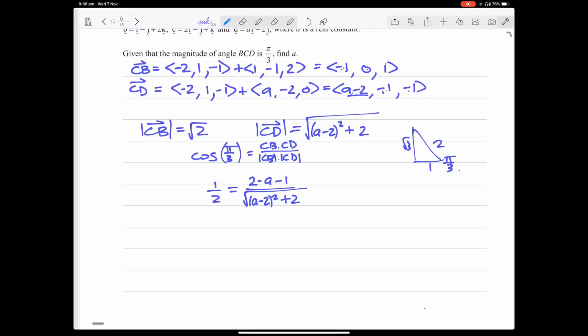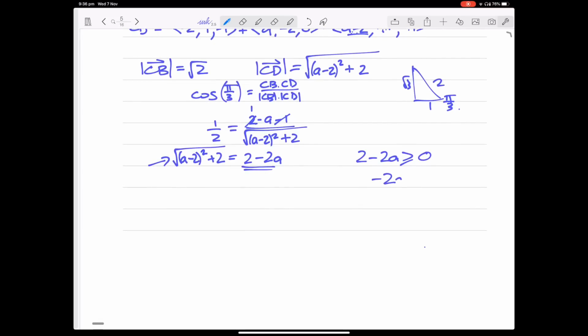Now let's cross multiply these. So a minus 2 squared plus 2 is equal to 2 minus 1, of course, is just 1. When we multiply that across, we're going to get 2 minus 2a. Now remember, this isn't complex, and I've got a square root. So if I've got a square root, this side must be greater than or equal to 0. So 2 minus 2a has to be greater than or equal to 0.